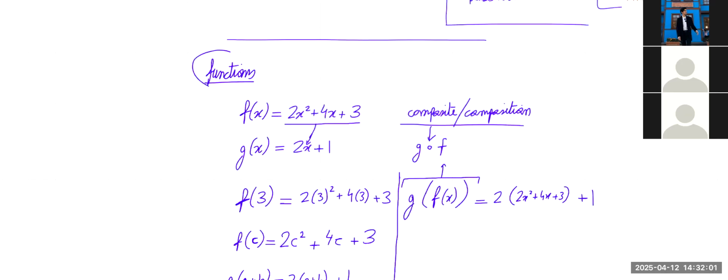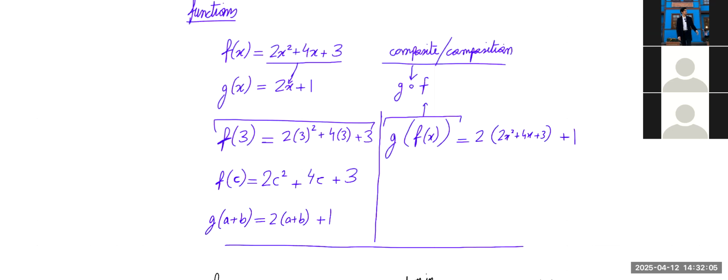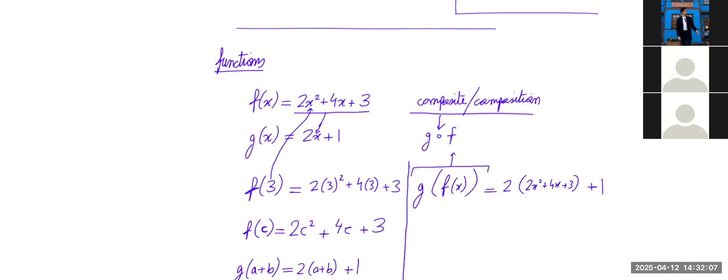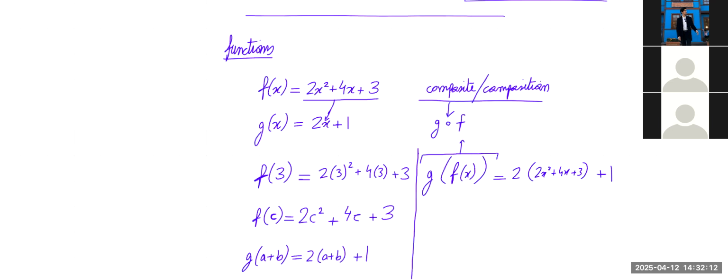So about functions, if these are two functions that we have, f of 3 will simply be when we plug in 3 into the input of my function. So that's what we get. F of c will be the same thing. Just plug c into the input. So you get 2c squared plus 4c plus 3.